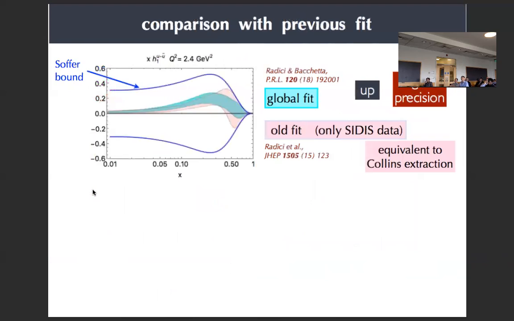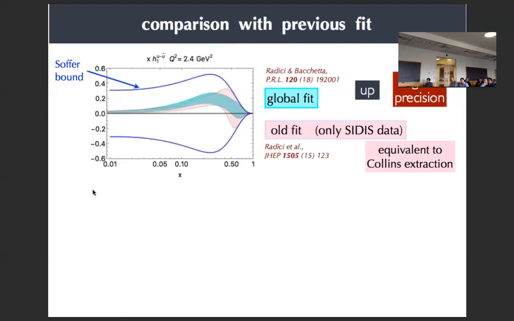So this is the transversity multiplied by x as a function of x at 2.4 GeV squared for the valence up quark. The blue lines are the Soffer bounds. And the light blue band is the result of our global fit, compared with this pink band in the background, which is the result of our old fit where only semi-inclusive DIS data were used.